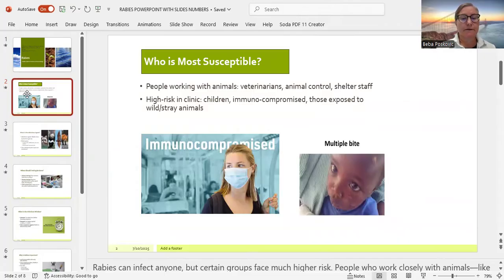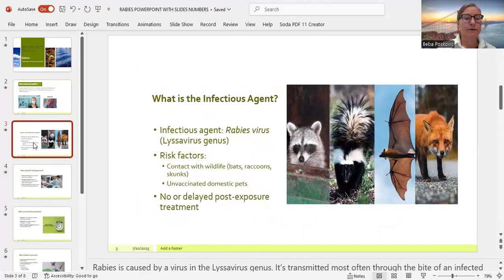So who is most at risk? Rabies can basically infect anyone, but certain groups face much higher risks. People who work closely with animals, like veterinarians, animal control officers, and shelter staff in particular, are vulnerable. In clinical environments like ours, children and people with weakened immune systems are at incredible risk, especially if they had exposure to a wild animal or even a stray animal. It's very important that we recognize these vulnerable populations and take extra steps to protect them.